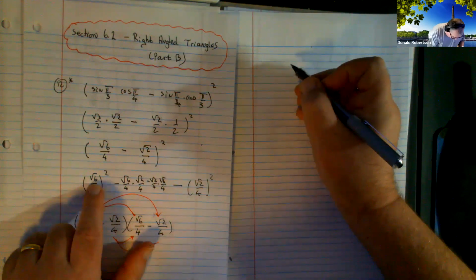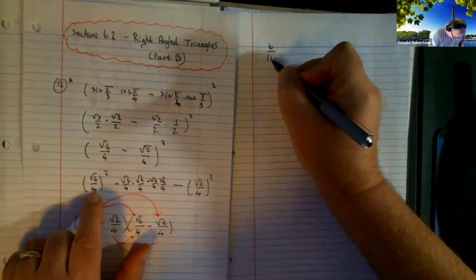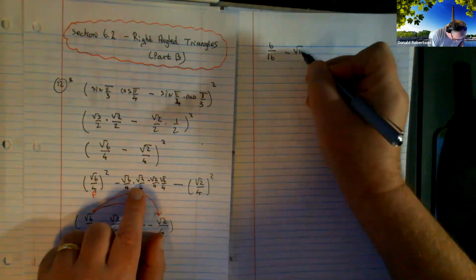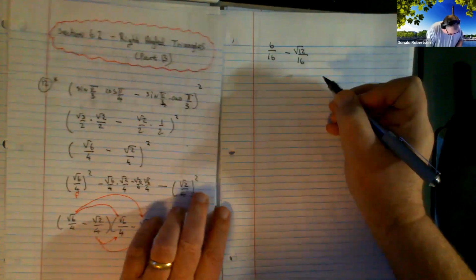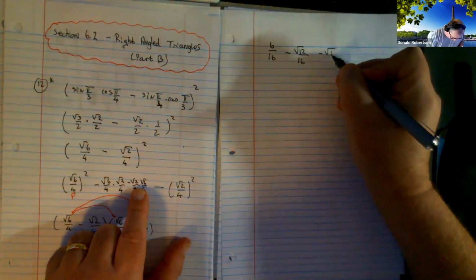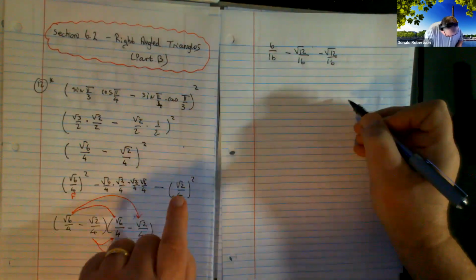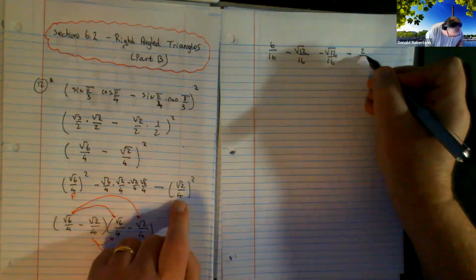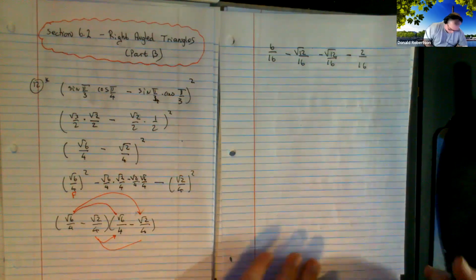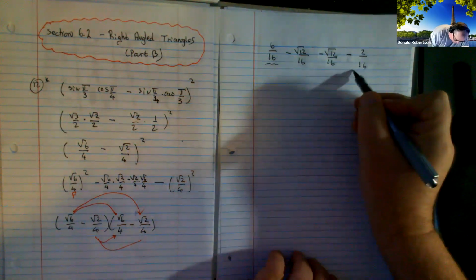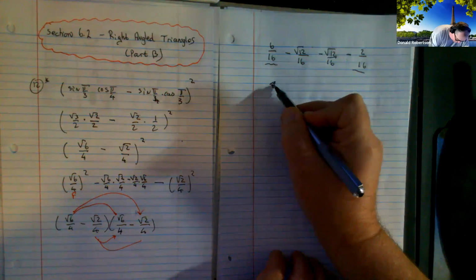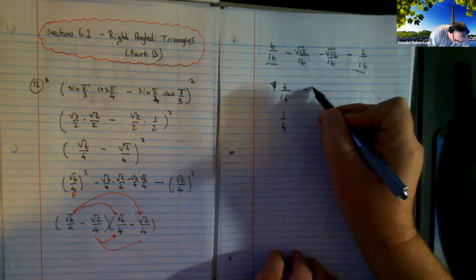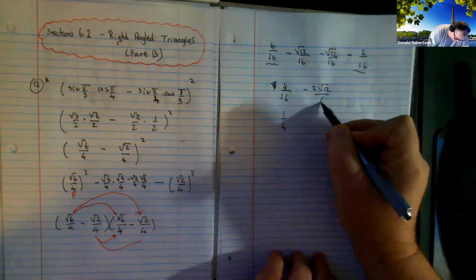This guy, if you square it, gets you 6 on the top and 16 on the bottom. This guy, if you multiply the top and bottom together, you get square root of 12 over 16. But this guy, you also get square root of 12 over 16. And this guy, if you square it, you get 2 on the top and 16 on the bottom. Now, these two get you 4 out of 16, which is a quarter. And these two go together, and it looks something like that.